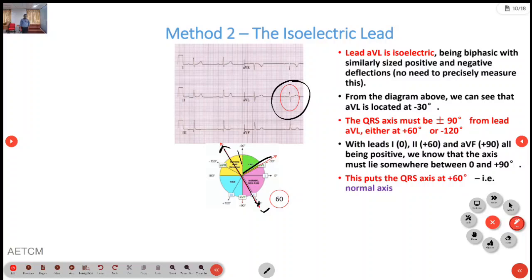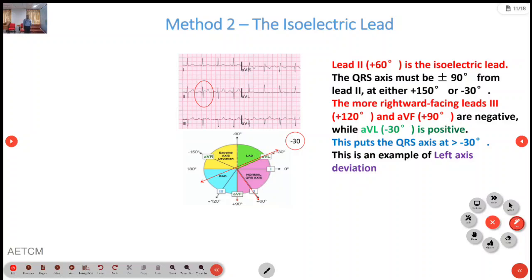With leads 1, 2 and AVF all being positive, we know that the axis must be somewhere between 0 to 90. 0 to 90 means here. They are positive, somewhere there. That puts the QRS axis at plus 60, that is normal axis. Okay. See the first method, 1 is positive, 3 is also positive, so it is a normal axis. The previous method is always better for a beginner, but this method will give a more precise or better view of the axis.